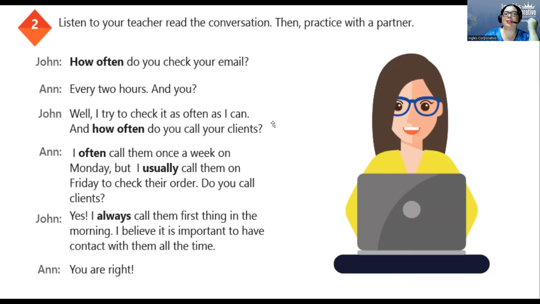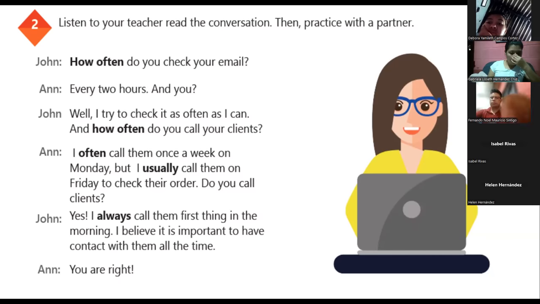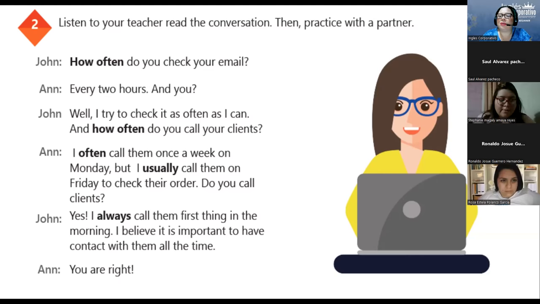You are right. Okay. Vamos a hacer siempre la práctica. Ok, ponemos todos en silencio nuestro micrófono, pero quiero ver moviendo esos labios, ¿sí?